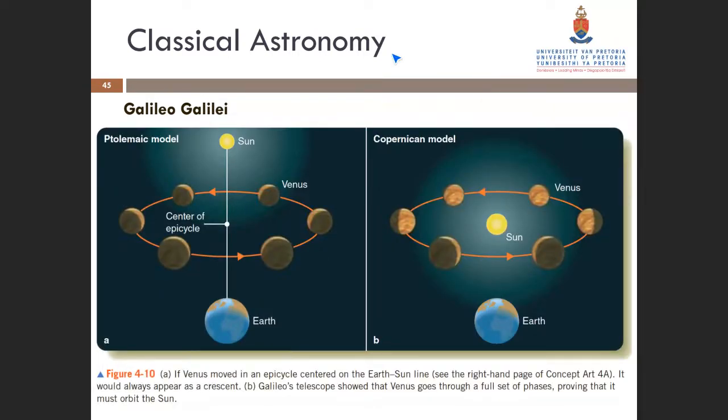So in figure A, if Venus moved in an epicycle centered on Earth, the sun line, see the right-hand page of concept art 4A, it would always appear as a crescent. But in image B, Galileo's telescope showed that Venus goes through a full set of phases, proving that it must orbit the sun. So how did he look at the sun?